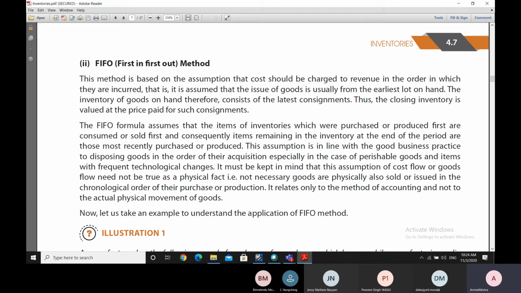We make an assumption that whatever item was bought first is being sold first, and whatever item was bought later is being sold later. This is an assumption being made. First in, whatever is first in goes first out.